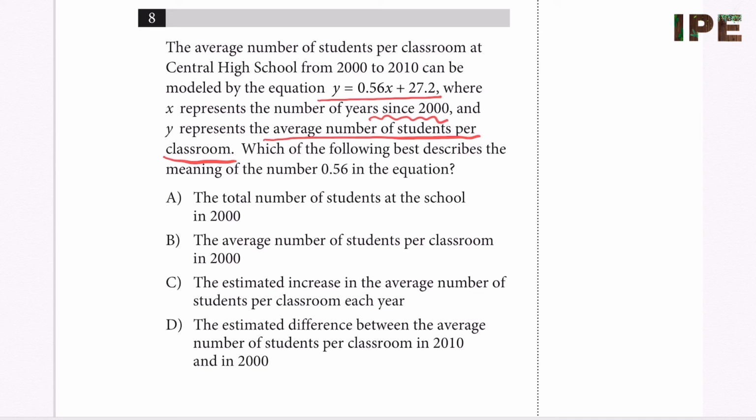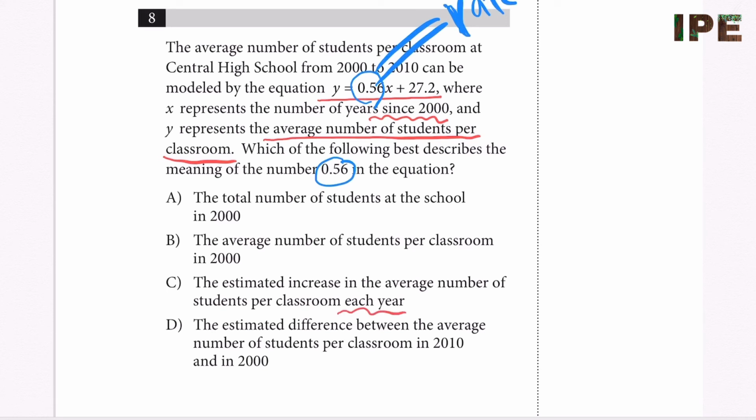Okay, so it asks you, what's the meaning of 0.56? This is a slope. I told you slope is rate. Rate means how much y will increase per 1 unit of x. X is number of years, right? So what is the answer? The estimated increase in the average number of students per classroom each year. Okay, focus on each year, per year.